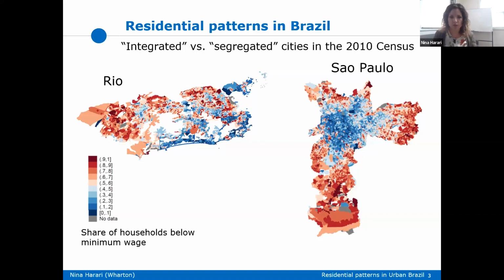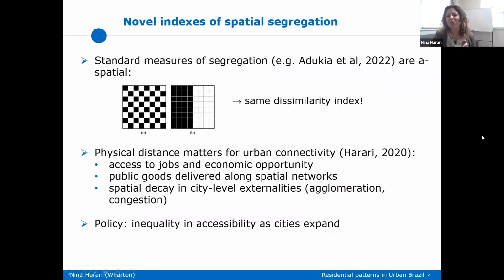What I'm showing you today is just purely descriptive, and I'll highlight some of what the next steps are for this project. So how do we measure these different patterns? If we turn to the literature, there's of course a vast literature on residential segregation in the US, focusing on Black-white residential segregation. There's a lot less on developing countries. The only paper I'm aware of is Adukia et al. on residential patterns within Indian cities.